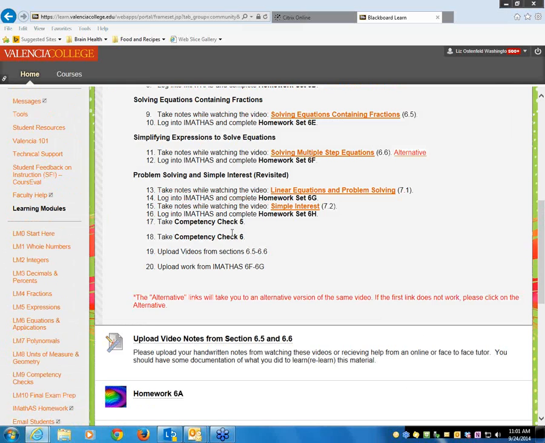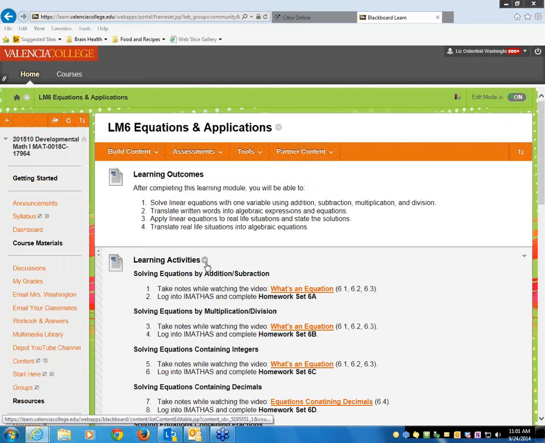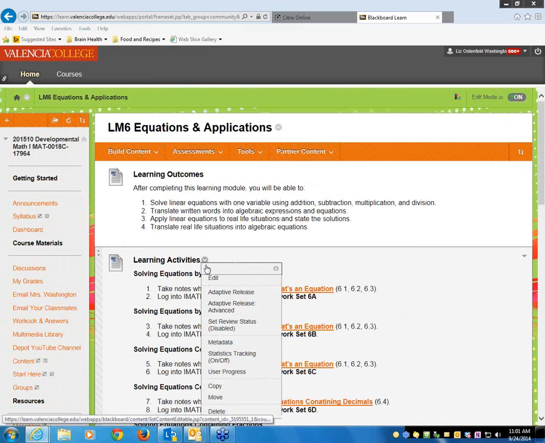And I'm actually going to fix this because this says competency check 5 and 6, which is not accurate. I'm just going to fix that.